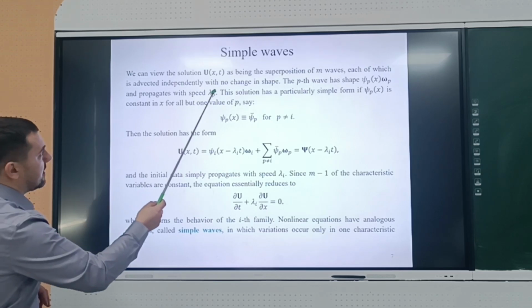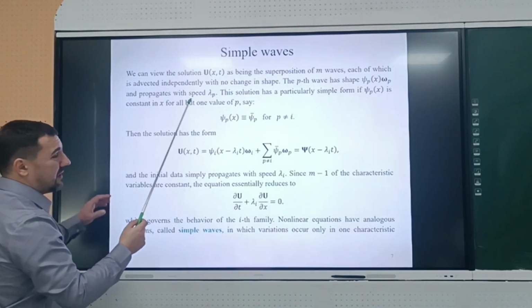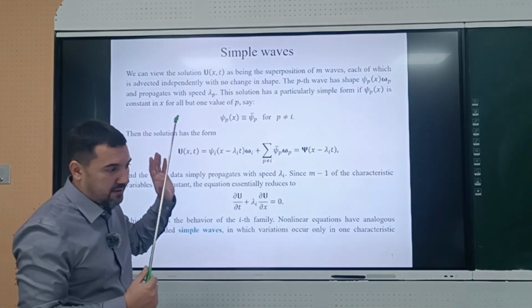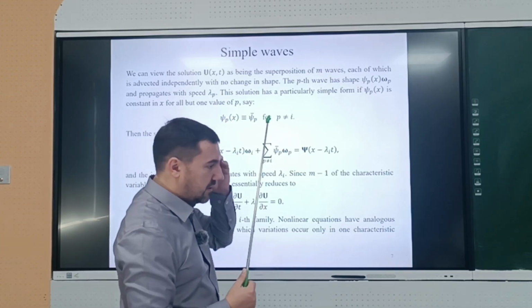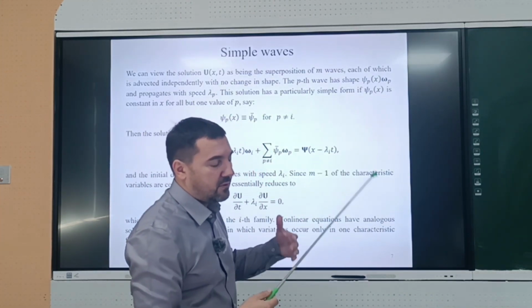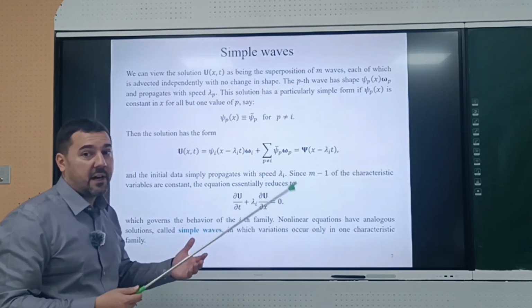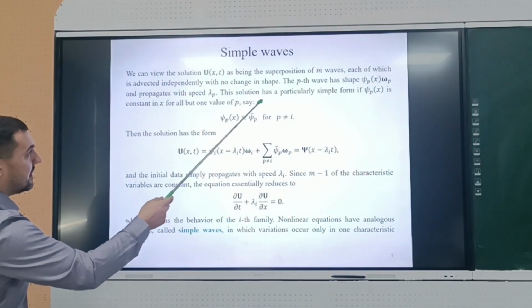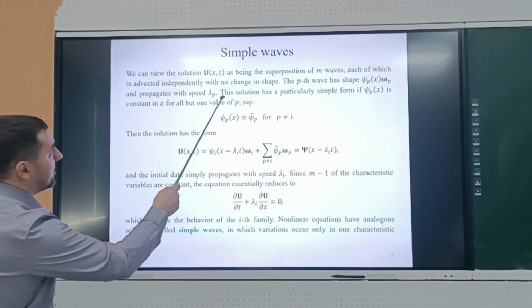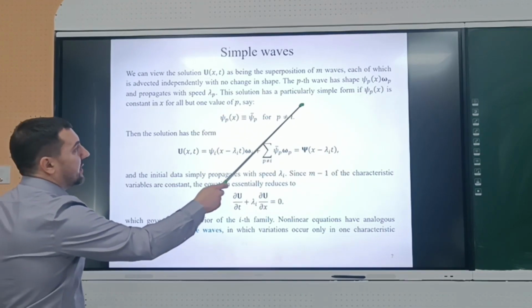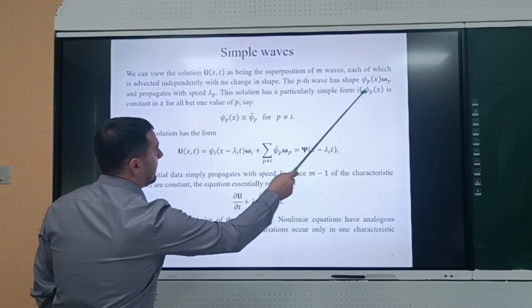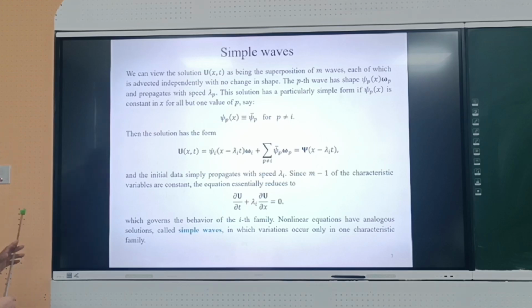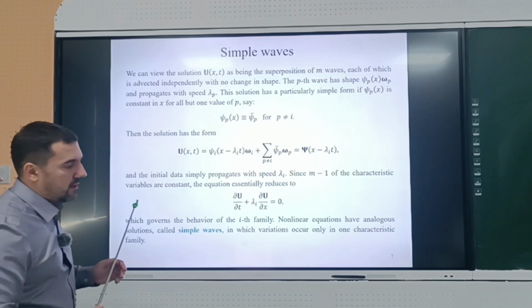We can view the solution as a superposition of m waves. This is also valid, for example, for elastic waves, and can be of importance for those whose research is not about gas dynamics but about elastic media, so solid mechanics as well. We can view the solution as a superposition of m waves, each of which is advected independently with no change in shape. The p-th wave has shape psi_p omega_p and propagates with speed lambda_p. This is just the explanation of the previous slide. These materials are taken from the book of LeVeque.